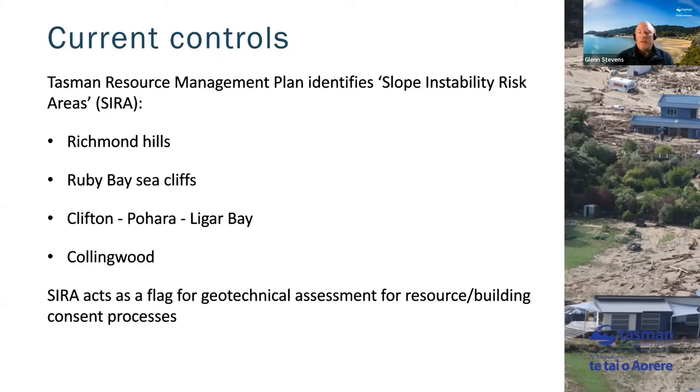So this existing SIRA is an area that's mapped, and it's not saying that the whole area is susceptible to slope failure. It's just that we've got a higher probability of finding slope failure within this area. For that reason, there are a number of rules in the Tasman Resource Management Plan that essentially require geotechnical input when undertaking building or certain earthworks. That's fed through the resource consent and building consent processes.